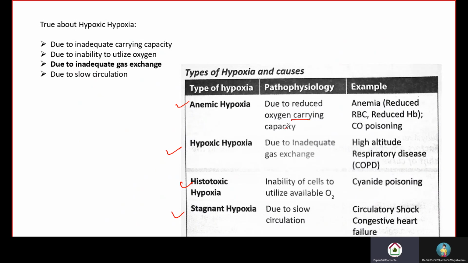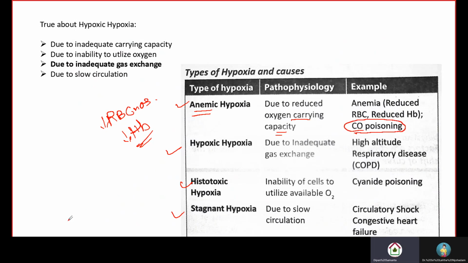If oxygen carrying capacity decreases, that is anemic hypoxia. That means RBC number decreases or hemoglobin decreases. Another cause is carbon monoxide poisoning.